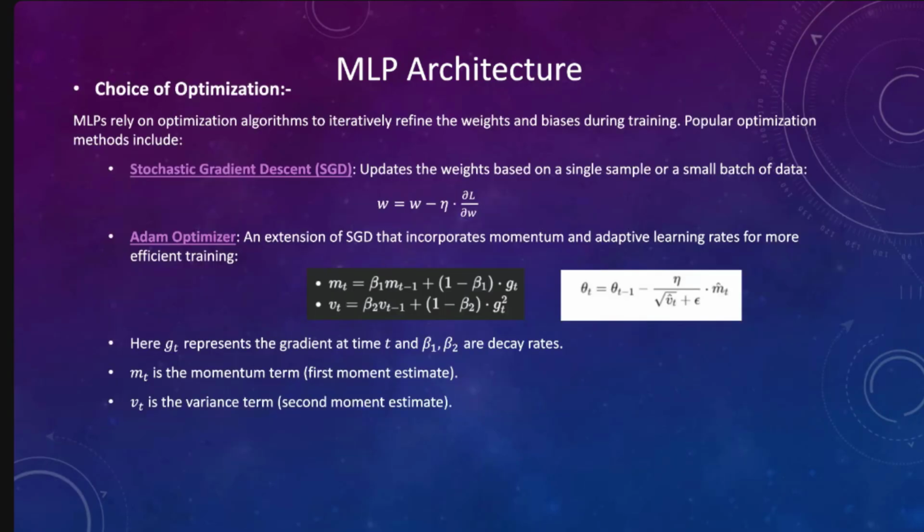Another thing is that in the architecture of an MLP, when we train the network, it depends on what kind of technique we use to train, and that technique can rely on optimization algorithms. That optimization algorithm can be of various types. Here I've discussed mainly two types. First of all is stochastic gradient descent, which is an optimized version of the gradient descent algorithm.